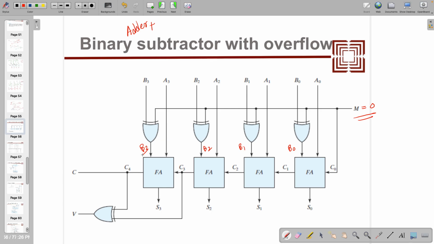So can you identify whether this one is subtractor or adder? If m equal to 0, is it adder or subtractor? You just look at that and try to find out. It's an adder, right? It's adding two numbers, it's not a subtractor. But if m equal to 1, it has to subtract, because this will become B0 prime, B1 prime, B2 prime, B3 prime, right?